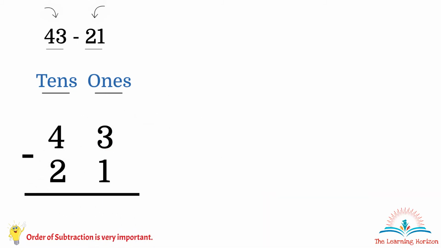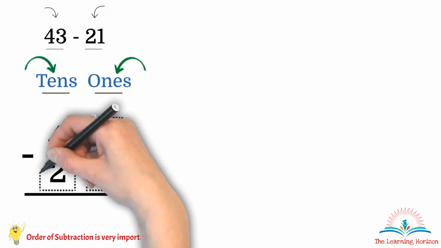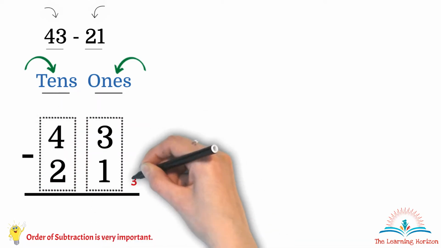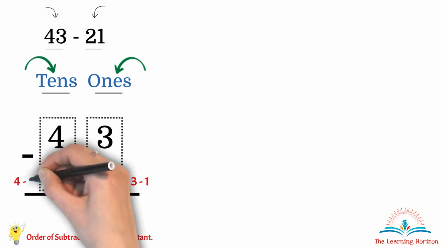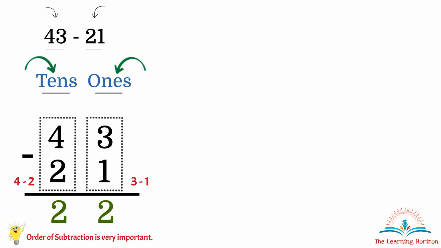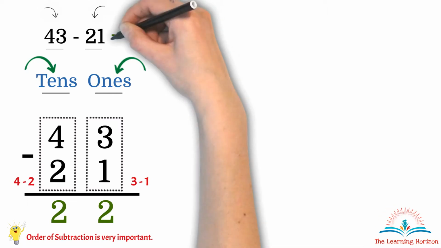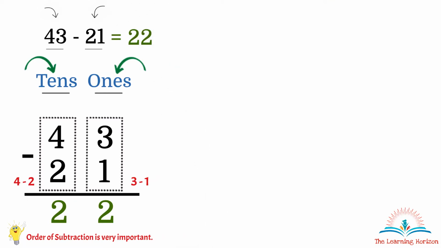Our next step is to subtract these numbers. We first subtract the numbers in the ones place and then the numbers in the tens place. So here it's 3 minus 1 that is equal to 2. And here it's 4 minus 2 that is equal to 2. So 43 minus 21 is equal to 22.